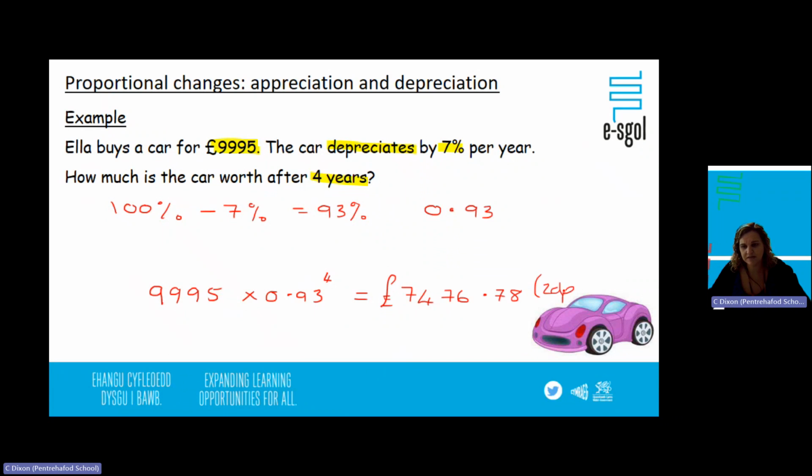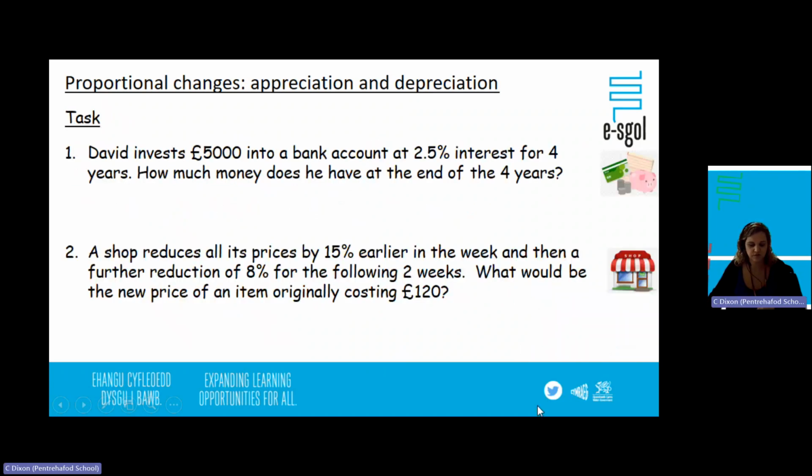£7,476.78. Again, 2 decimal places. Every time it's money, it's 2 decimal places. Okay, so we've got 2 questions there for you to try just before we come towards the end. So pause the video now and try those for me.